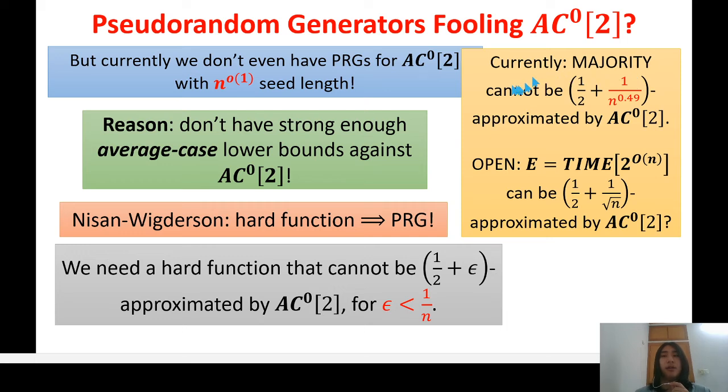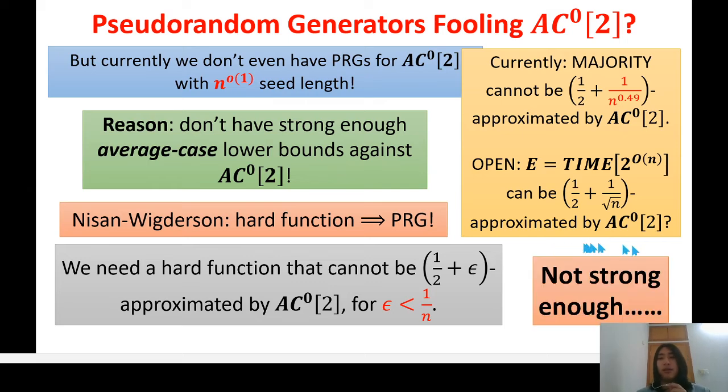Currently, we only know that majority cannot be half plus 1 over n^0.49 approximated by AC0. And even if we consider large classes such as exponential time, we don't know if every language in exponential time can be half plus 1 over square root n approximated by AC0. So our lower bounds are not strong enough.